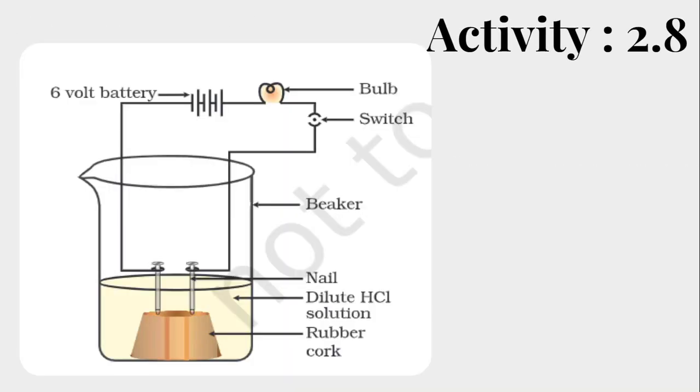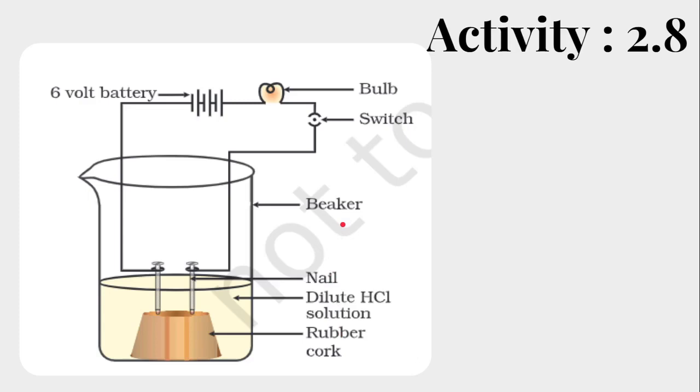And here is the figure for this activity. First of all, what are the things that we need to perform the activity? First of all, this beaker, then the dilute HCl solution. Here is the 6-volt battery, bulb, switch. Here is the rubber cork. This is a nail. Now let us start the procedure of this activity.